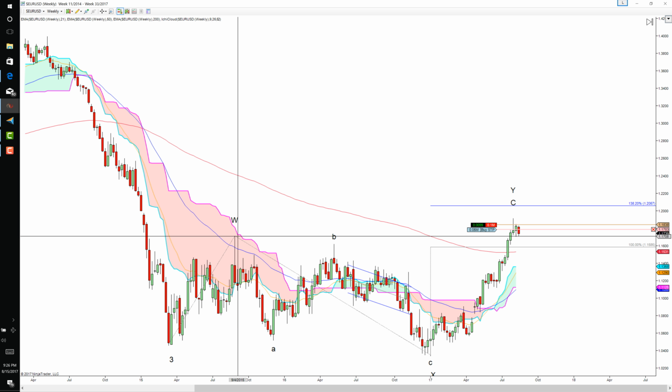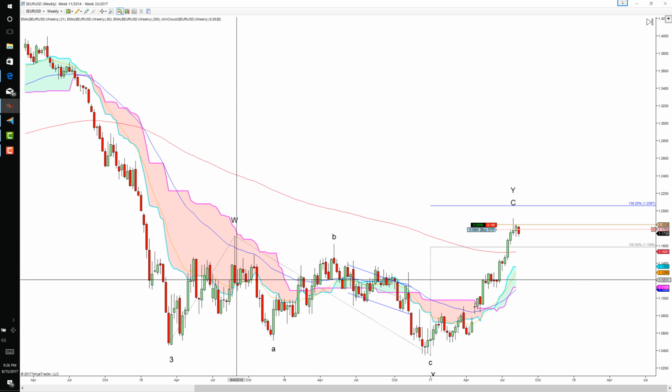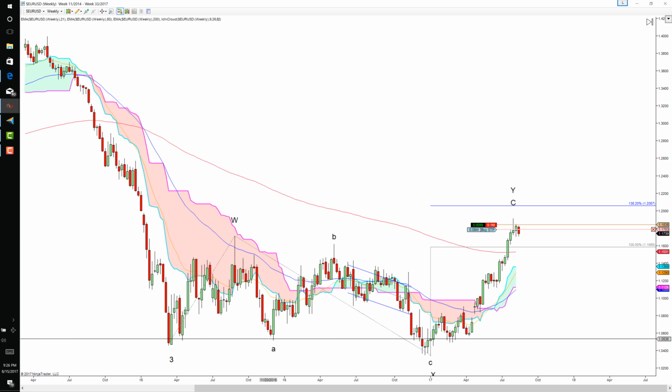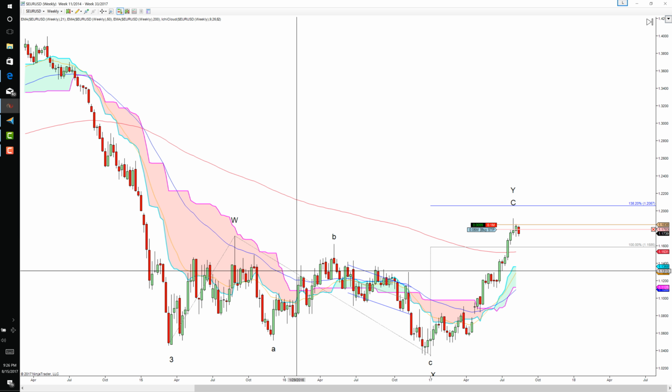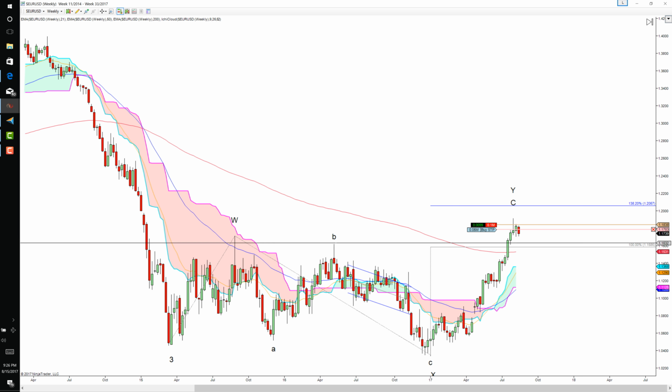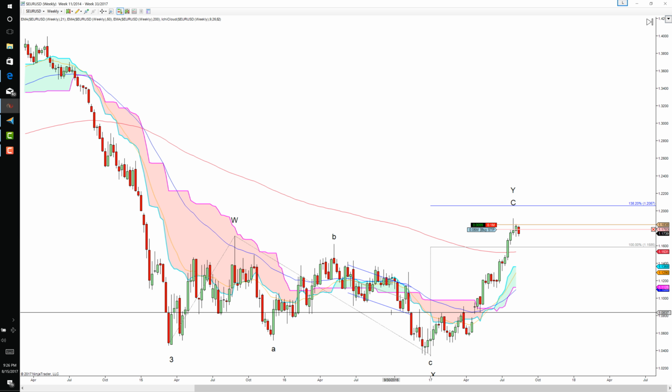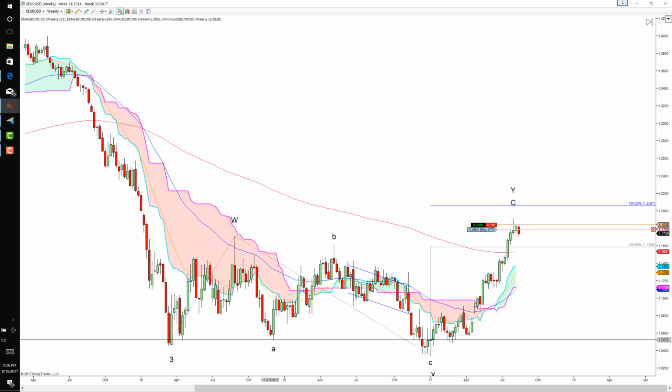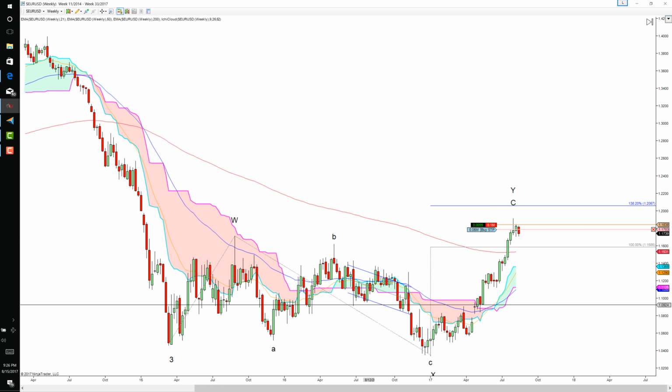Actually, let me start over. So this is a W. I have A, then A, B, C for B, and then I have A here. 1, 2, 3. B here. C. So this entire move is an A, B, C. That's a double zigzag as well for X.